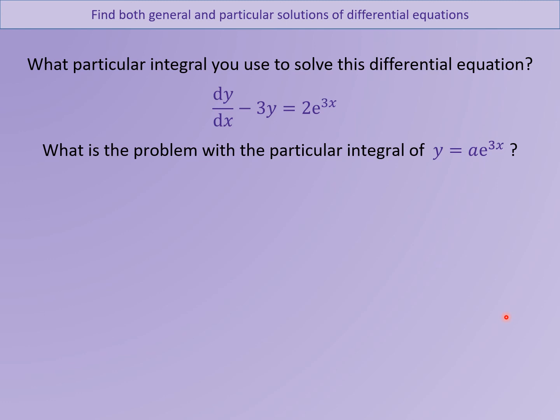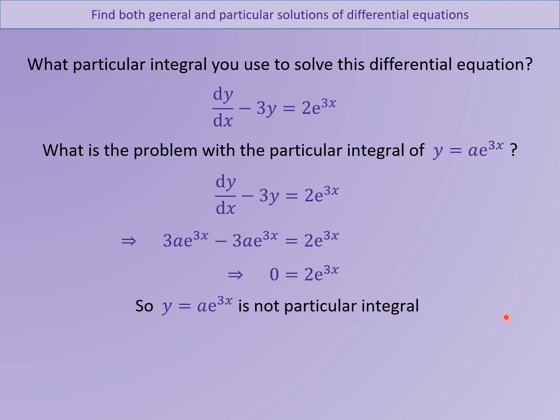Okay, so you substituted it in. If you haven't paused and substituted it in, this happens. The differential of it goes to 3ae to the 3x. Minus 3 lots of it gets you 3ae to the 3x. So when you do those two, they cancel each other out and get you 0. So my answer is 0 equals 2e to the 3x, which is absolute garbage, because it can't equal that. So in other words, ae to the 3x is not a particular integral, which is very odd, right? Because that contradicts what I just wrote down in your notebooks. But there's a reason why it doesn't work.